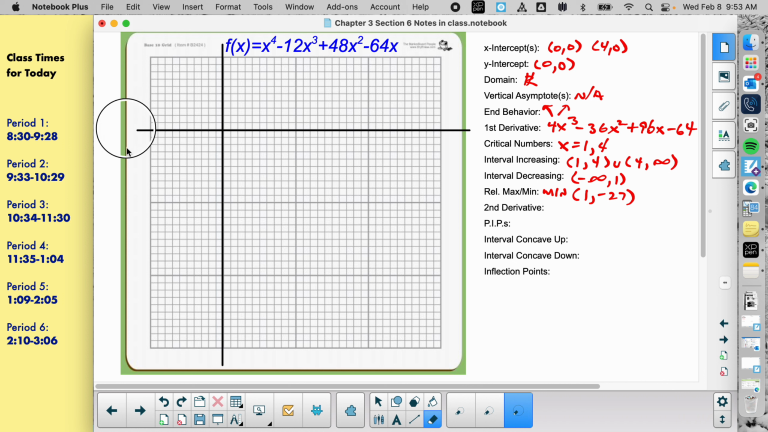Like I said, nothing here individually is difficult. It's just super slow. There's a lot of stuff to find.